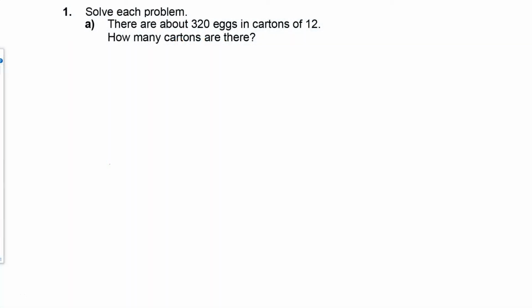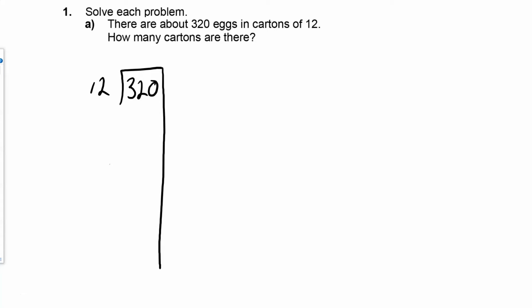Question 1. Solve each problem. Part A. There are 320 eggs in cartons of 12. How many cartons are there? We'll use the partial quotients method to determine it for the first of all. So 320 divided by 12.